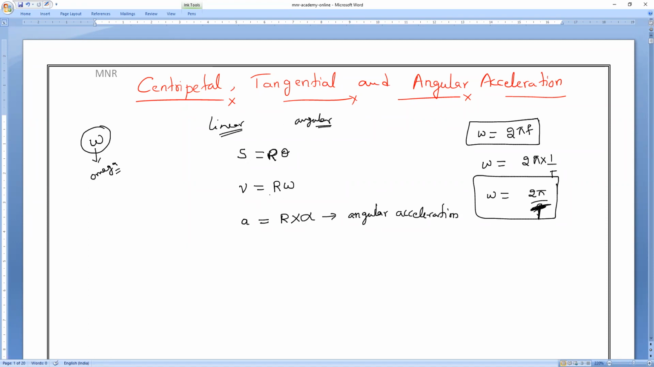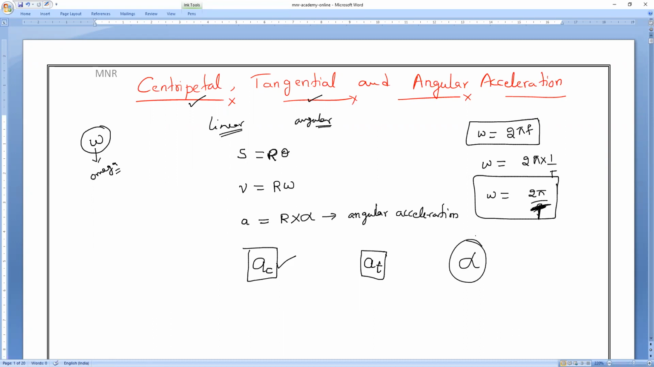Let us see the types of acceleration. Mainly we have three types: centripetal acceleration, tangential acceleration, and angular acceleration. We represent centripetal acceleration with a subscript c, A c. Tangential acceleration is represented with A and small t. The angular acceleration symbol is alpha, which you have to remember.